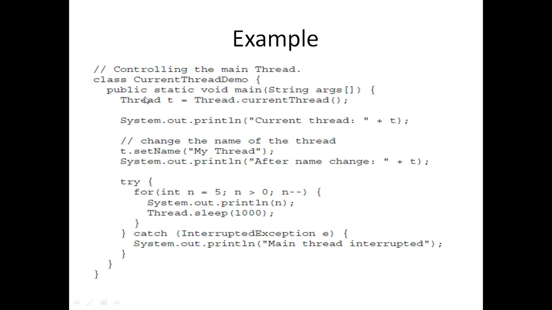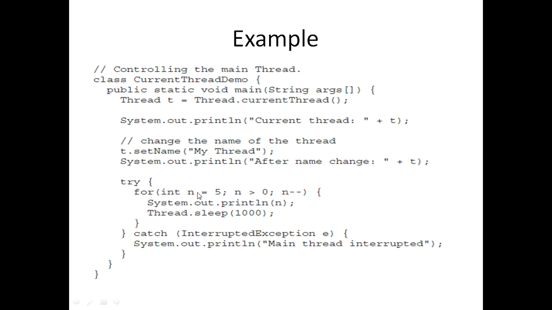So after storing the value of a thread in t, we have displayed the thread name. If you want to change the default name of a thread, you can make use of setName, with the name you want to give to the thread in brackets. Then after changing the name, once again you display the details of the thread.